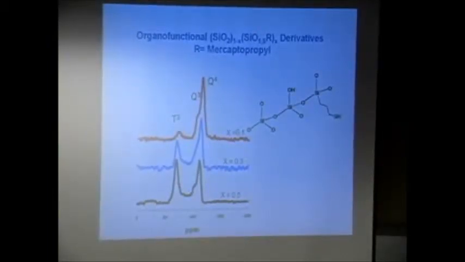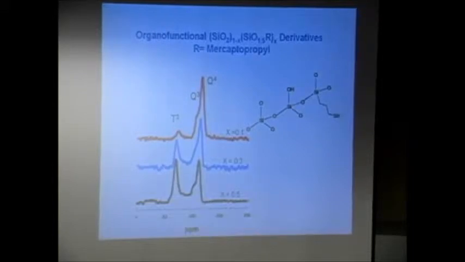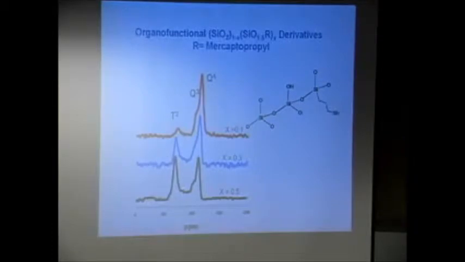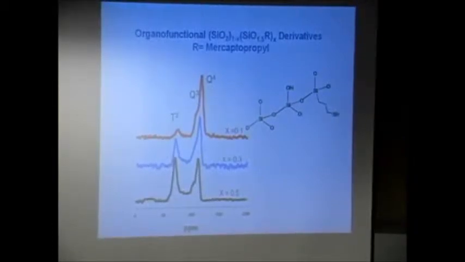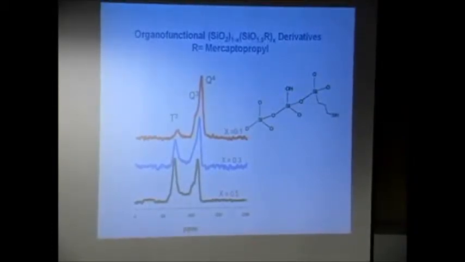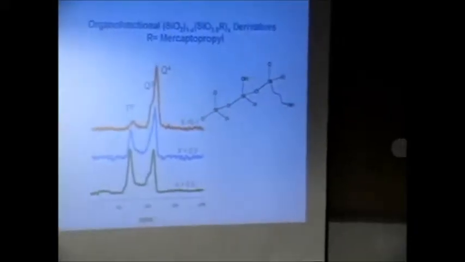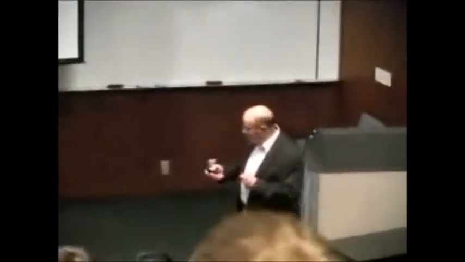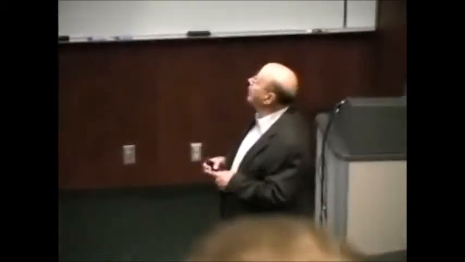But what's good about NMR is that, provided you do it properly, you could integrate under these curves and actually determine the degree of functionality. So this is a system where 10% to 50% of the silicon centers are organofunctionalized with thiol groups. And so these are well suited for trapping of heavy metals like mercury. And I could show you an uptake curve.